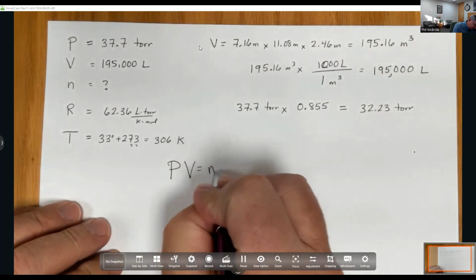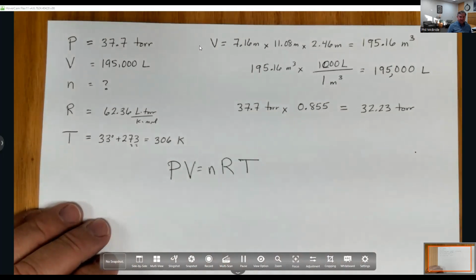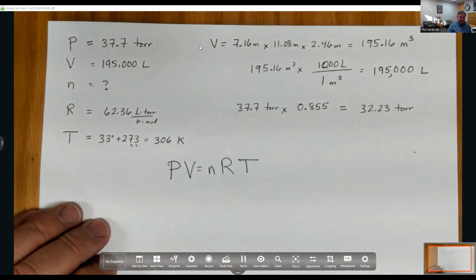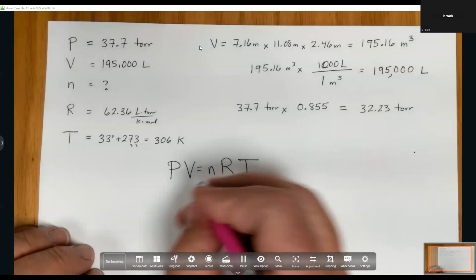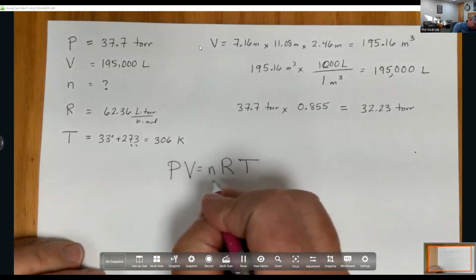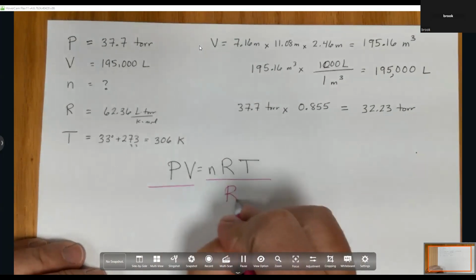PV equals nRT. Do you want to put numbers in or do you want to solve for n? Solve the equation, then plug it in. Okay, how do I solve for n? Divide out by RT. Good.